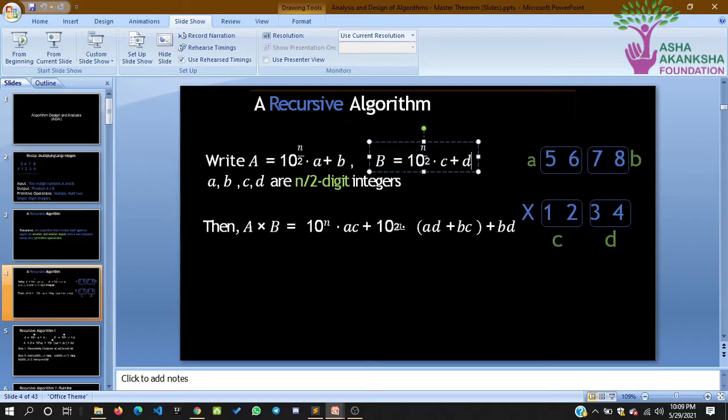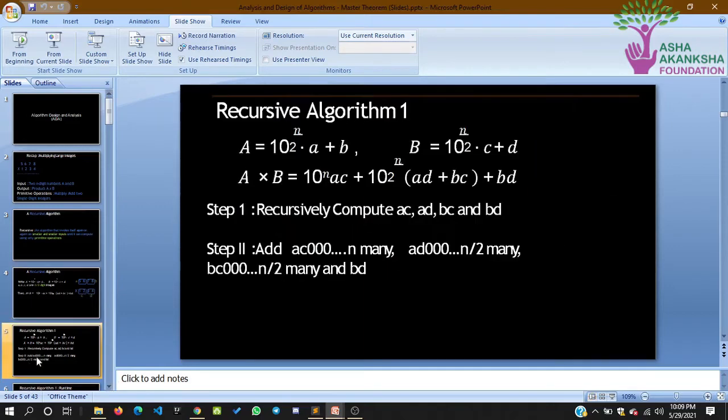If n is even, then this process is very simple, as both of the parts a and b have an equal number of digits. Otherwise, if n is odd, then you can either take a to have one less digit or b to have one more, or vice versa. So in this case, to get the multiplication, you just have to follow this formula.